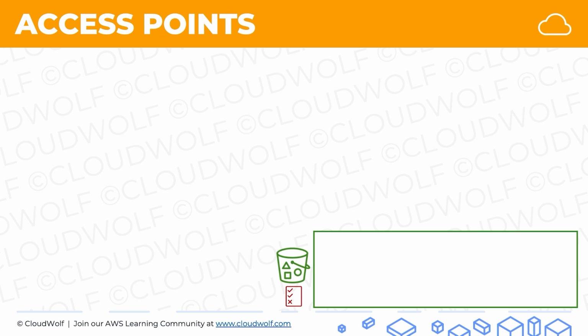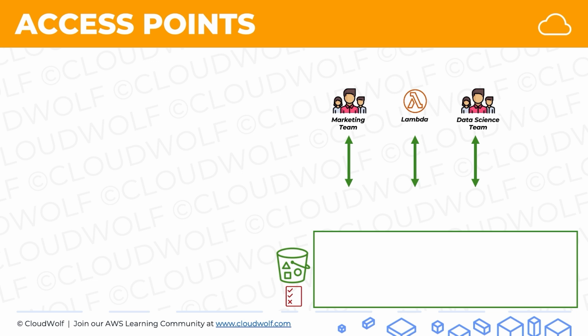Now, you also know that because the bucket has lots of different objects, lots of different people need access to it. So, for example, the marketing team needs access to it. Some Lambda function needs access to it. The data science team needs access to it, and so on. So what you could do is put all of those permissions into this one bucket policy.